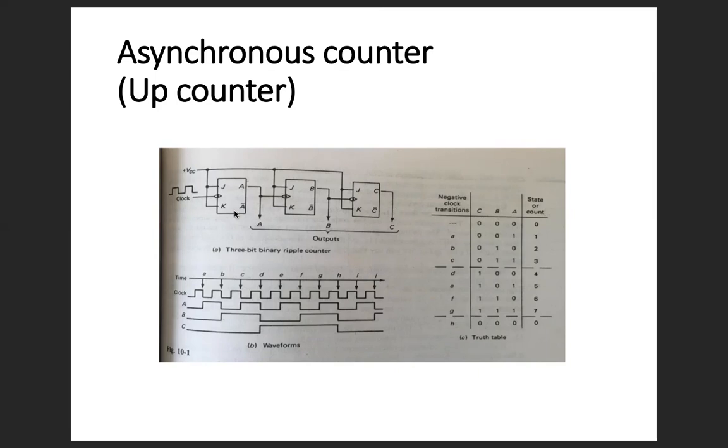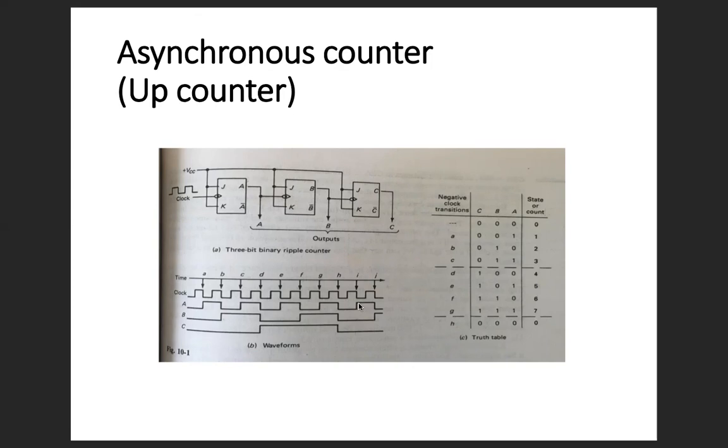So if your connection is at A bar, B bar, and C bar for the output of the individual flip-flops, then such a circuit will become the down counter. And the timing and the truth table will be the opposite way. So instead of starting from 0, 0, 0, it will start from 1, 1, 1. This will be the starting point and this will be the ending point, which means the truth table will be opposite.